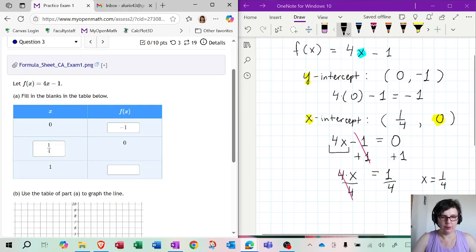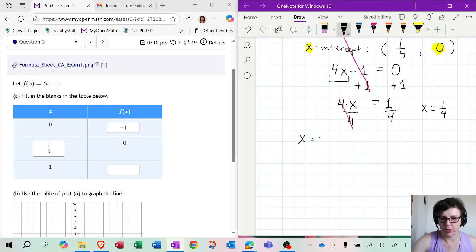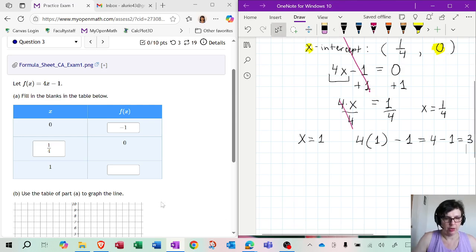Okay, so the last thing we have to do is evaluate this function at 1. So what happens when x equals 1? Whenever x equals 1, we're going to plug that into the equation. So 4x. I'm going to put this in parentheses just in case. Whatever you're plugging in, it's good practice to always put it in parentheses, especially if it's a negative number. Okay, so we got 4 times 1, which is 4, minus 1, and that's 3. So that will give me the 1, 3 point here.